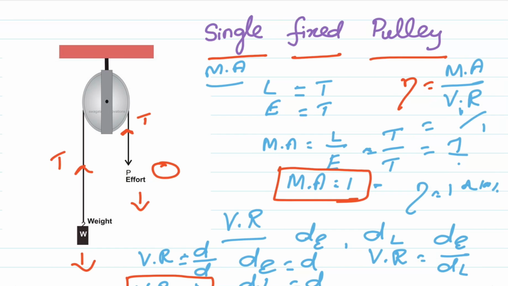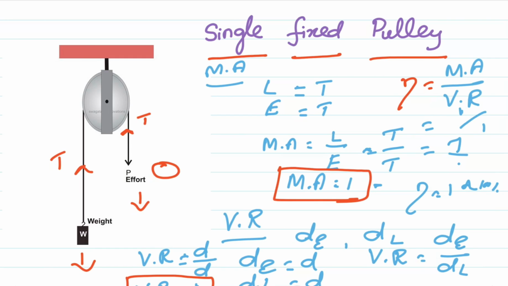Then for what purpose are we using this pulley? This pulley is employed simply to change the direction of the effort applied. You know that by using this pulley, you are applying the effort in the downward direction, that is along the force of gravity, which is convenient. Suppose you are not using the pulley, you have to pull the weight in the vertically upward direction, that is against the force of gravity, which is inconvenient.